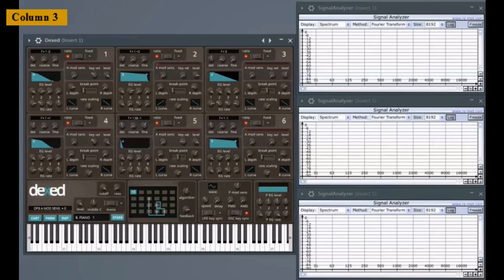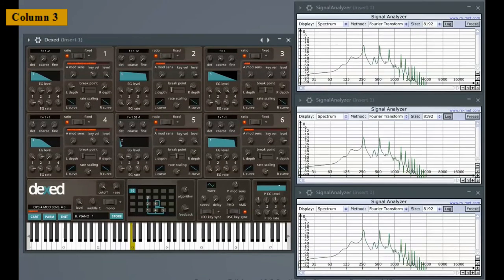Then I turn down the output of operator 4 to get only the 3 operator chain. And then I turn down the output of operator 1 and pop up the output of operator 4 again to get only the chain operator 6 and 4.